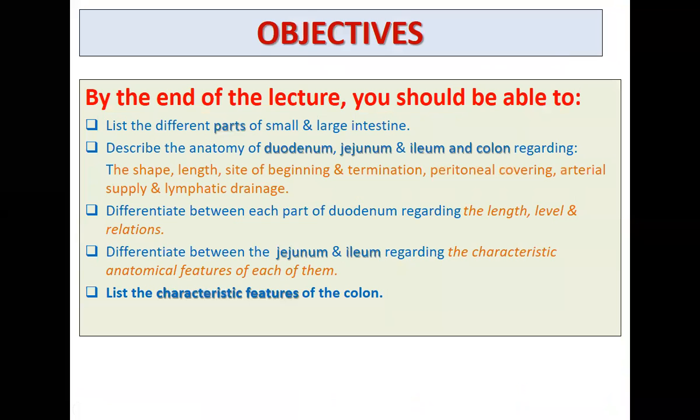So these are the objectives. List the different parts of the small and large intestine, then describe the anatomy of the duodenum, jejunum and ileum as well as the colon with respect to the shape, length, size, the site of beginning, termination, the peritoneal coverings, arterial supply, lymphatic drainage, relations, all the features of the small as well as the large intestine.